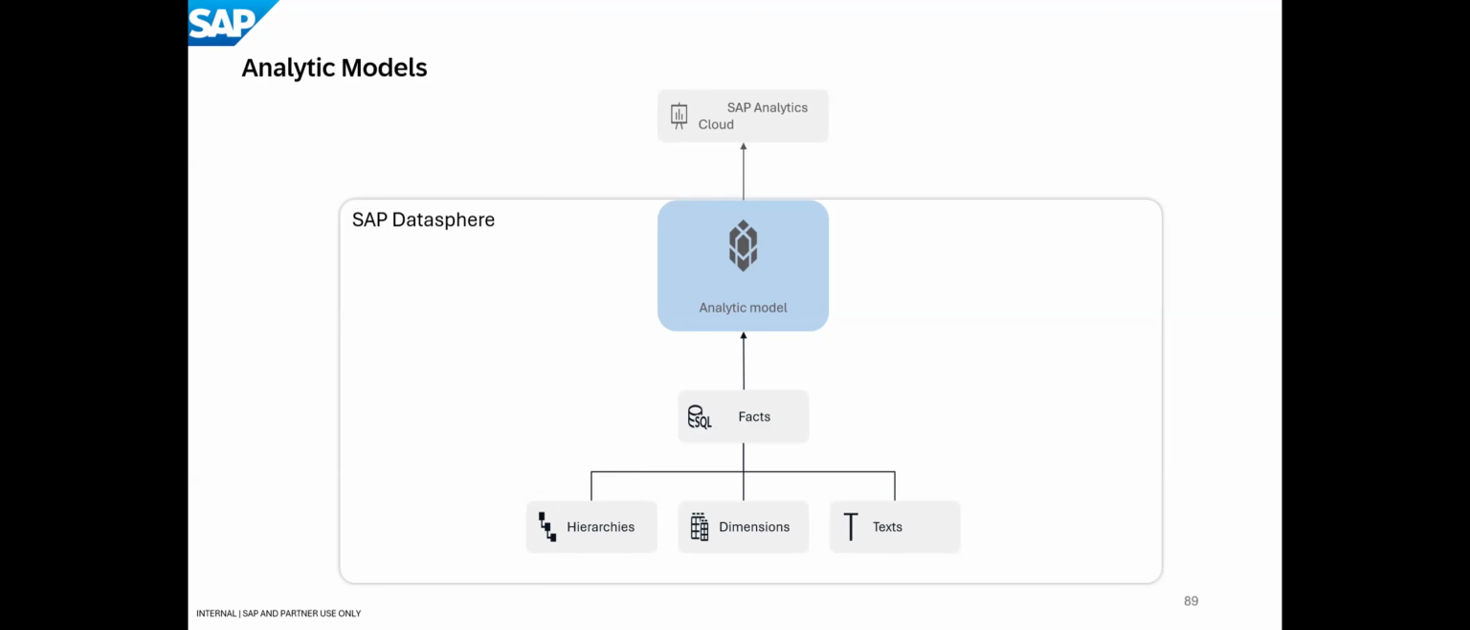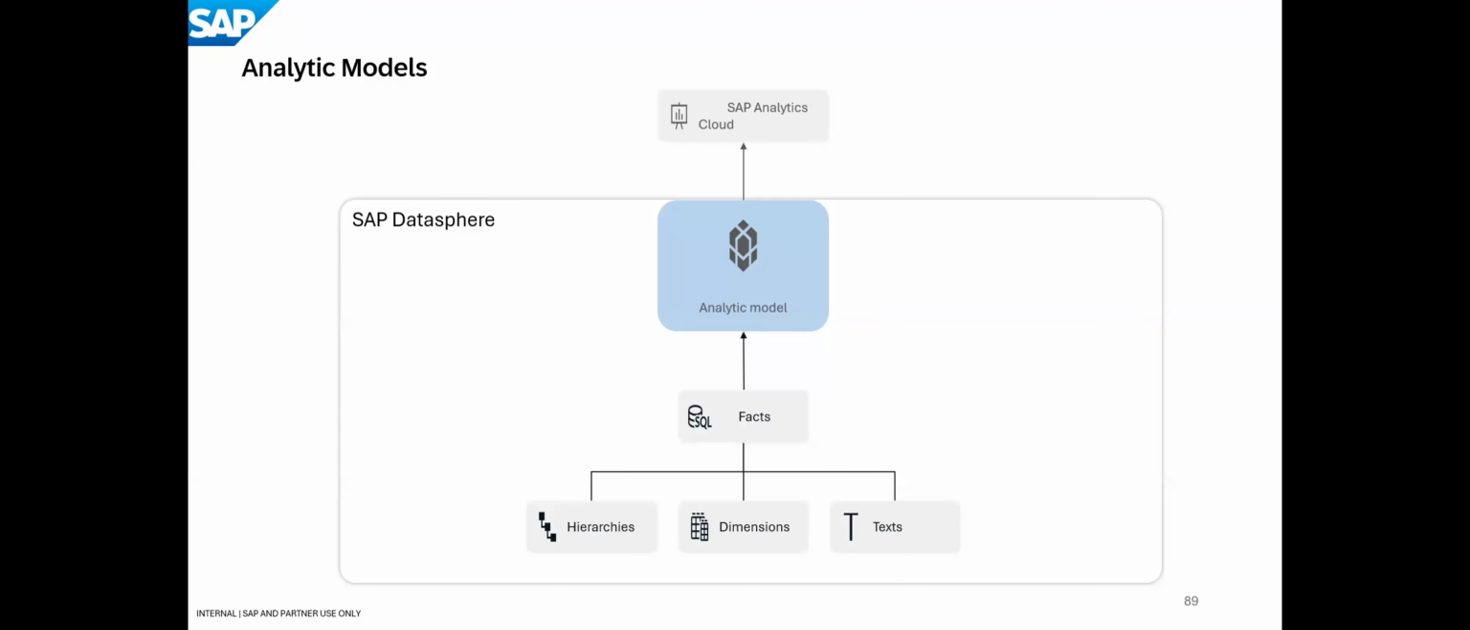So it supports advanced features like custom calculations and filters, and it also helps in special handling for totals and exceptions. Then you can do currency conversion here, and it also supports multi-language here, and it also provides security, or you can define row-level security at the analytical model level. And once the analytical model is created, then you can directly consume it inside SAC via live connection, or you can also create an OData service on top of the analytical model to consume inside third-party applications such as Power BI or Tableau or other reporting tools.